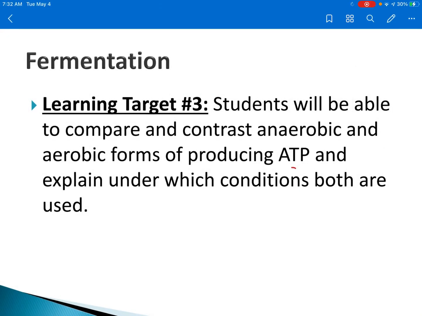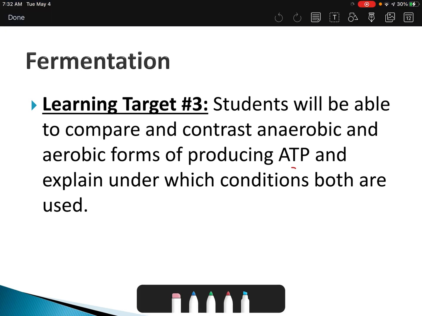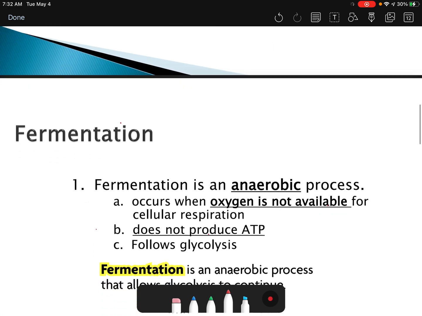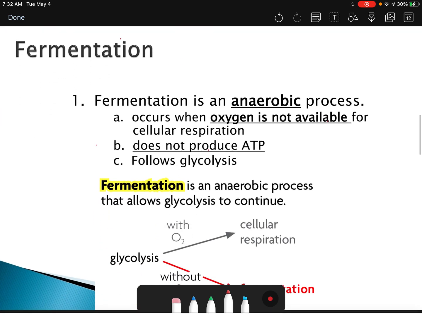All right, our last section for the cell respiration unit is on fermentation. And so we're going to compare and contrast here the anaerobic versus the aerobic forms of producing ATP. And we're going to focus on the anaerobic side today. So when we talk about fermentation, it is an anaerobic process. That means when oxygen is not available for cell respiration, then we're going to go into fermentation.